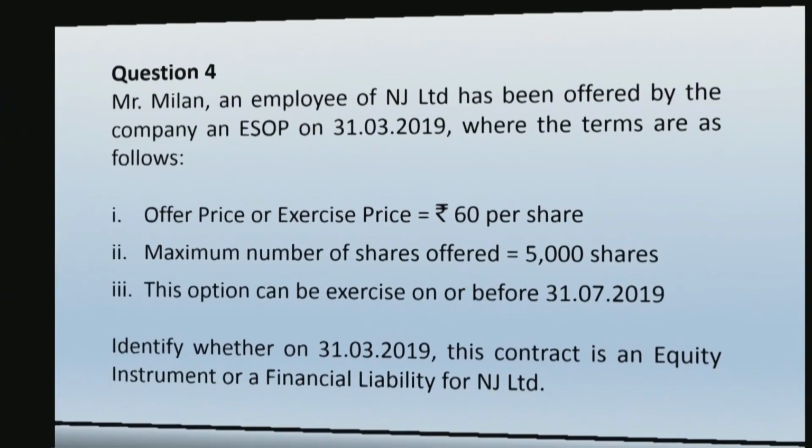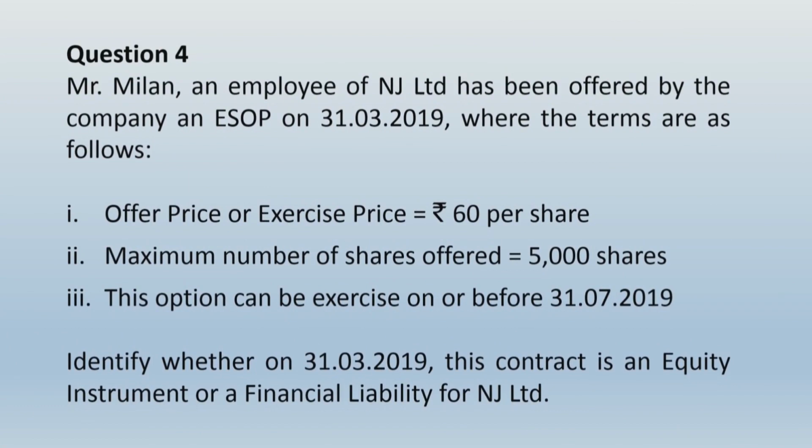Let us take up question number 4. Let us read this question. Mr. Milan, an employee of NJ Limited, has been offered by the company an ESOP on 31/3/2019, where the terms are as follows. Offer price or exercise price equals rupees 60 per share. Maximum number of shares offered equals 5,000 shares. This option can be exercised on or before 31/7/2019. Identify whether on 31/3/2019 this contract is an equity instrument or a financial liability for NJ Limited.